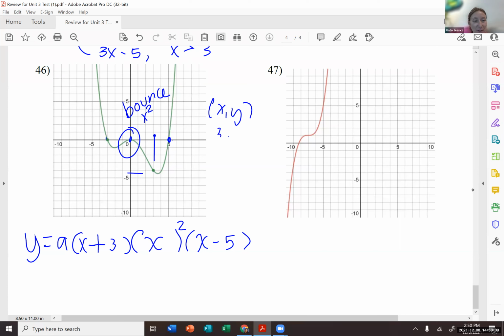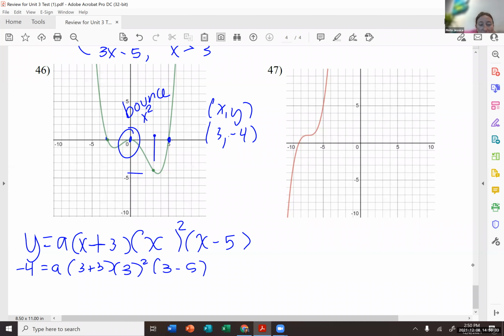So that's 3, -4. So I'll replace the letters with those numbers. And that's going to be -4 equals a, 3 plus 3, and then we have 3 squared, and then we have 3 minus 5. All right, so this number is going to be bigger than the other number was. So I've got a times 6 times 9 times -2. 6 times 9 is 54. Times 2 is -108, is equal to -4.